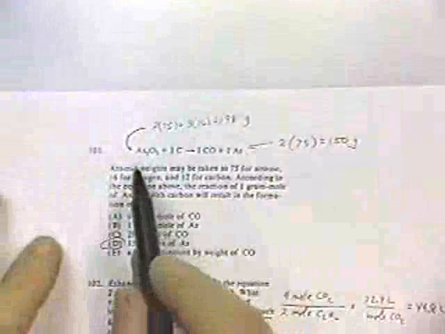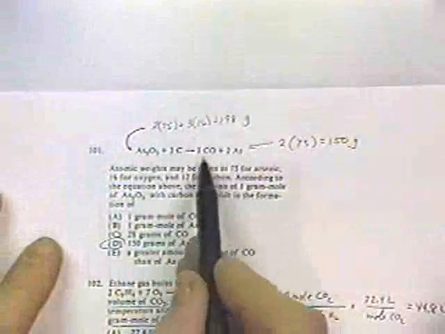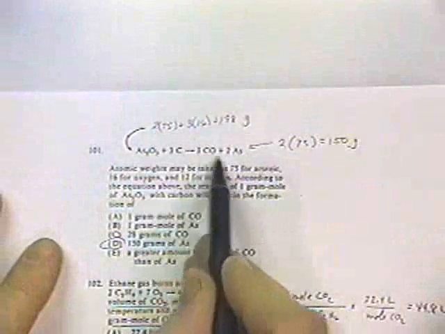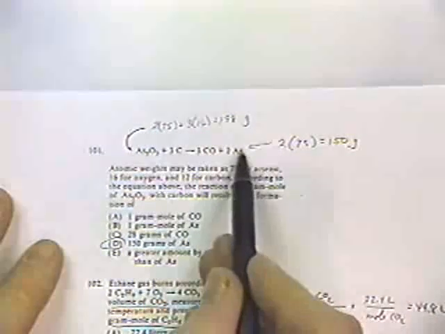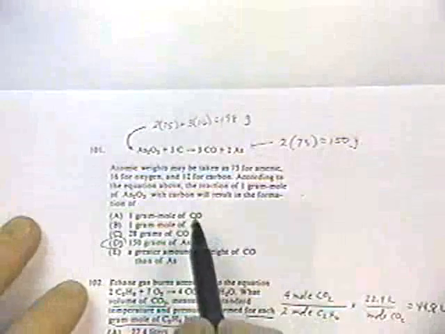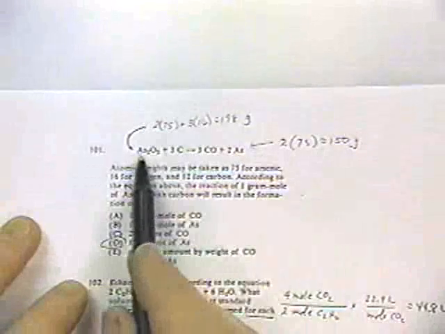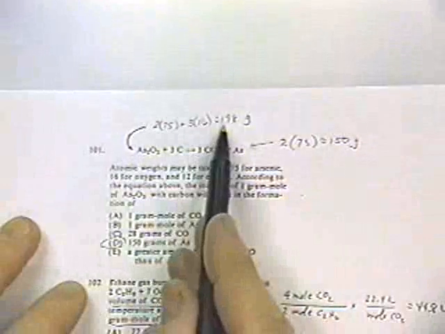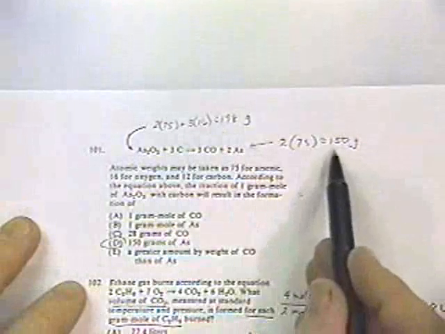Okay, here we have arsenic oxide reacting with carbon to form carbon monoxide and arsenic. The molecular weight of this is 198, and the atomic weight of this is 150. And so if I were to have 1 gram mole of this react, that is to say 198 grams, I would form 150 grams of this product, according to the stoichiometry.